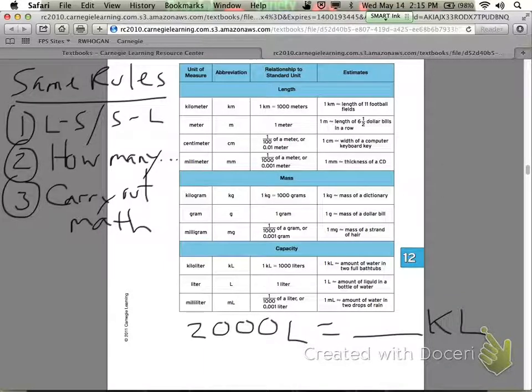Take a look at a third example then. I have 2,000 liters and I want to figure out how many kiloliters that would be. This time we are going from a small unit of measure to a large unit of measure. There are 1,000 liters in a kiloliter, so I am taking 2,000, I am dividing that by 1,000, so my answer would be 2 kiloliters.